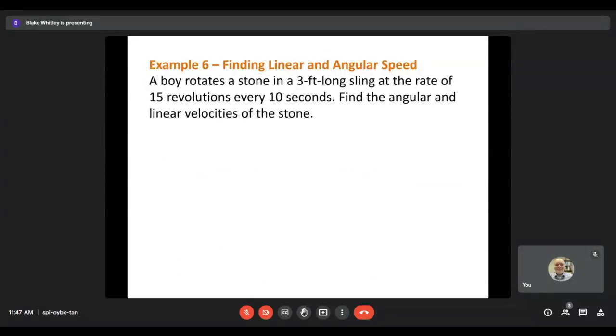All right, so our next example says a boy rotates a stone in a 3-foot-long sling at a rate of 15 revolutions every 10 seconds. We want to find the angular and the linear speed, velocity, of that stone. Now, the first thing I want to find is that theta value.